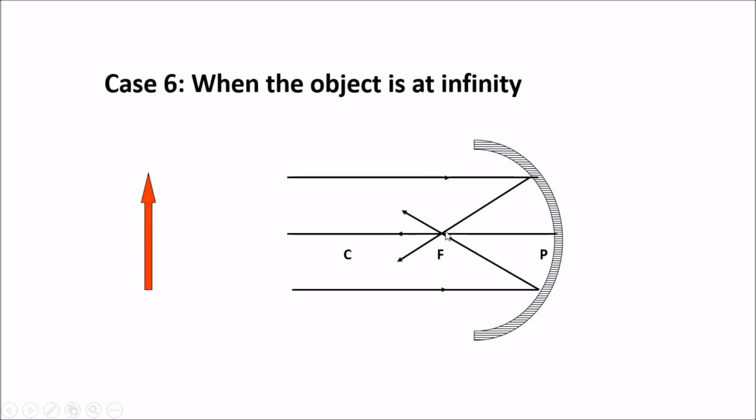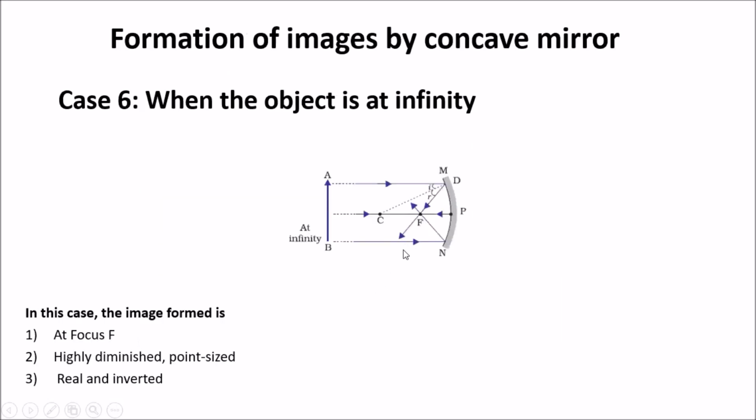So in this case, the image is formed. You can see all the rays are crossing at F. It means the image is formed at focus and it's going to be highly diminished. You can see case 6: when the object is at infinity, the image formed is at focus F, highly diminished, which means point size image, and real and inverted because it's in the real region.